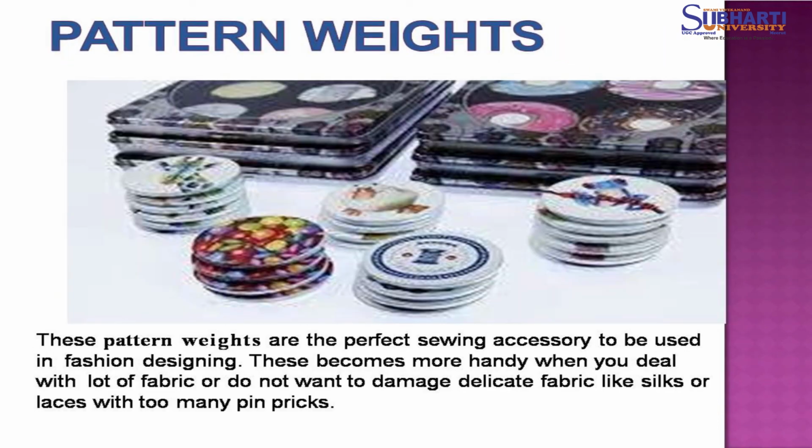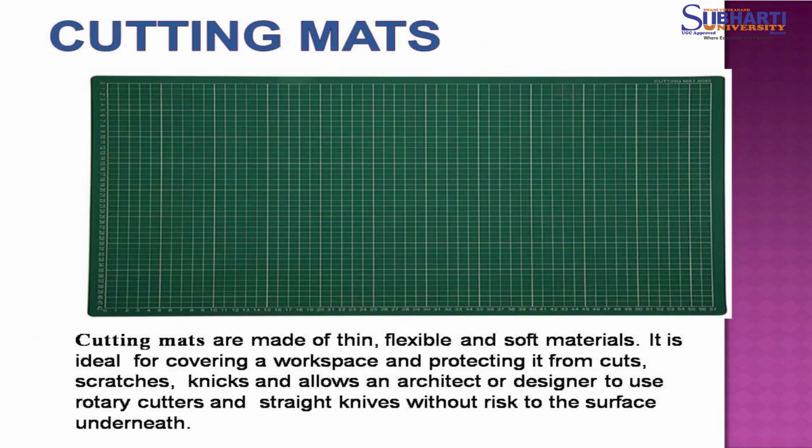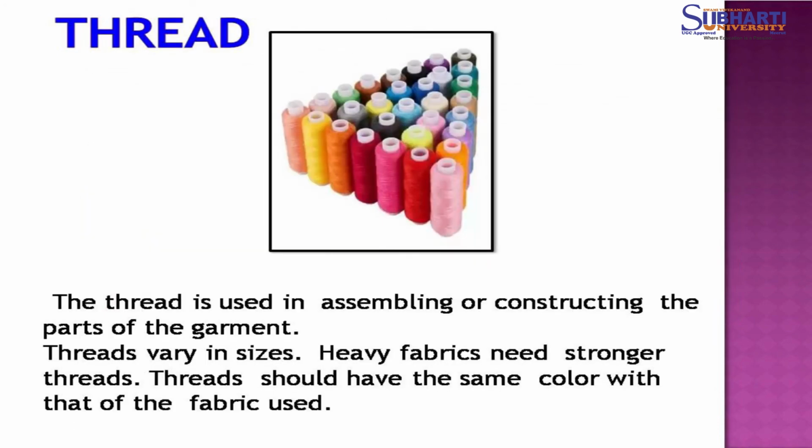Next tool is pattern weights. You can see in the slide the images are shown. These are the weights for holding patterns. Next is cutting mats. On this surface we cut the paper patterns or the fabric patterns. The images are shown in the PPT. Next tool is thread. You can see the images of various colors of threads. These are used in assembling or sewing the garments. We have to use thread of the same color as the fabric.